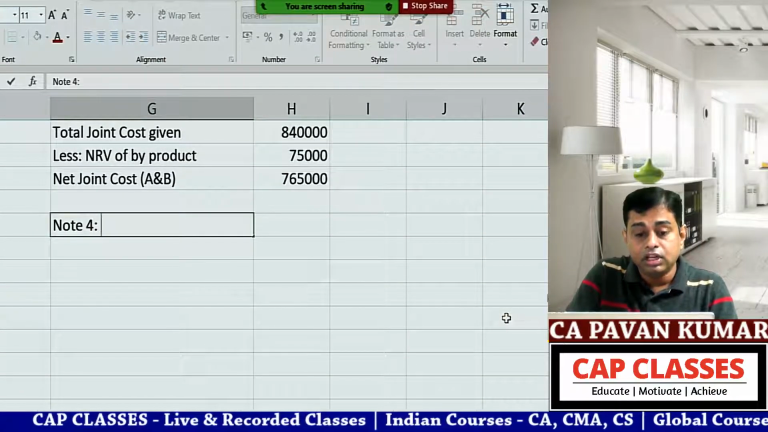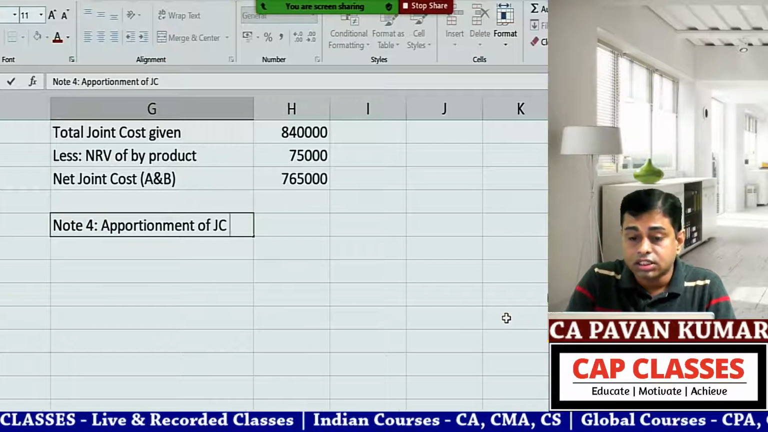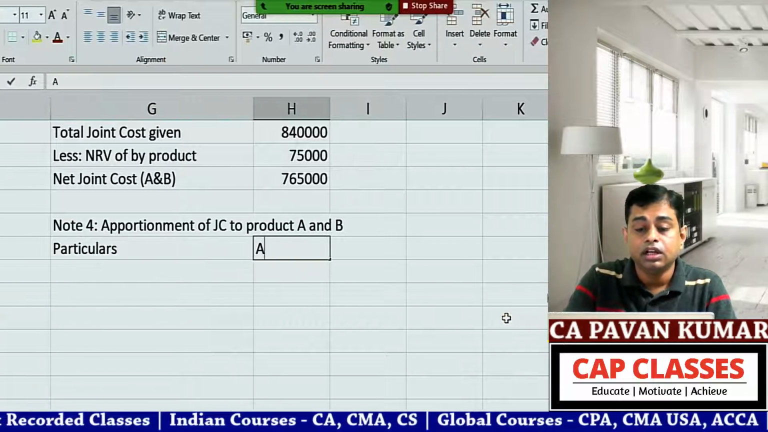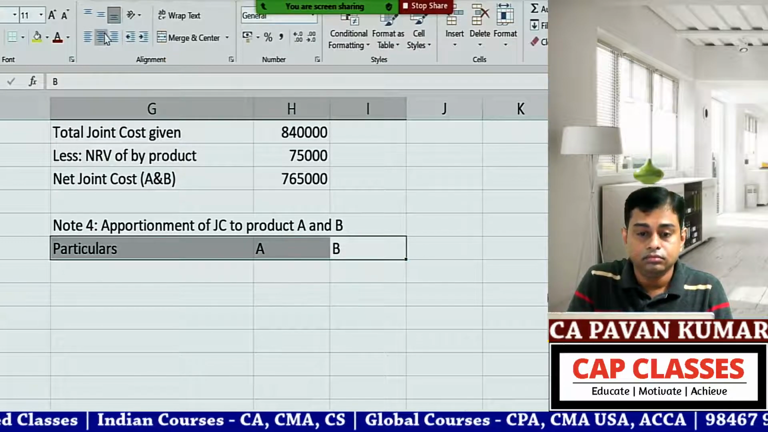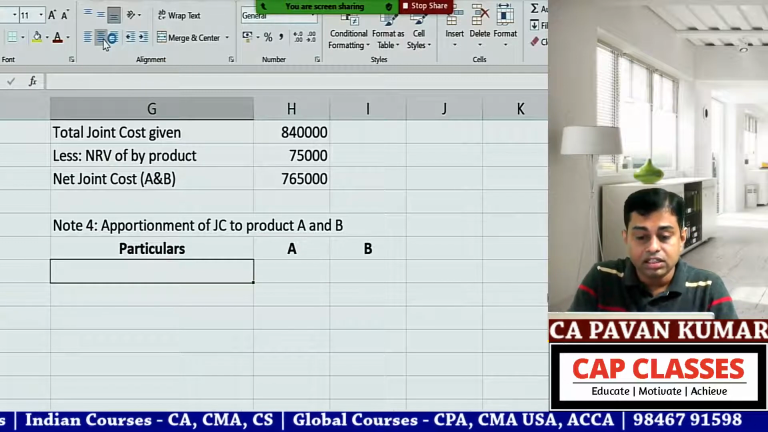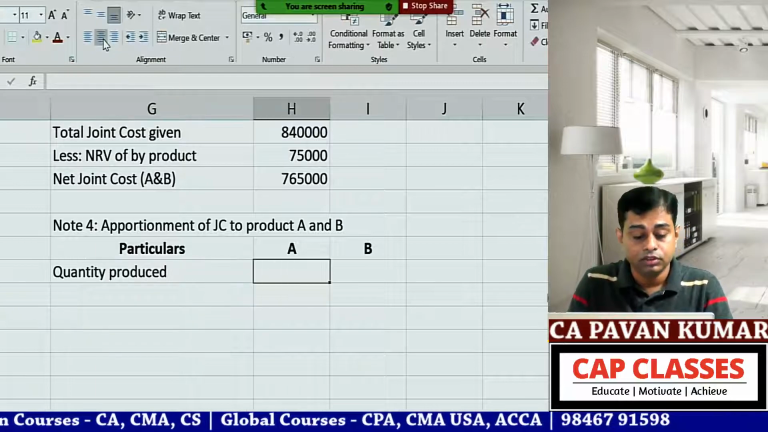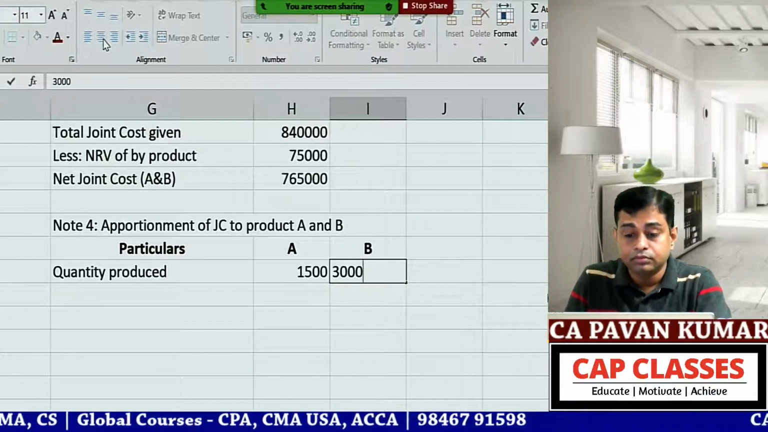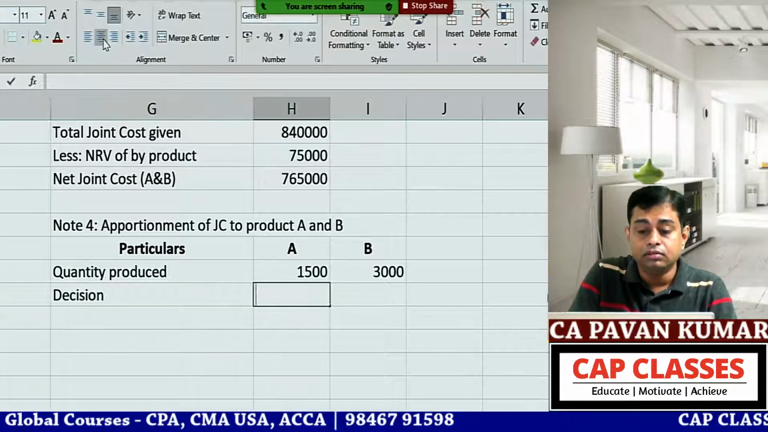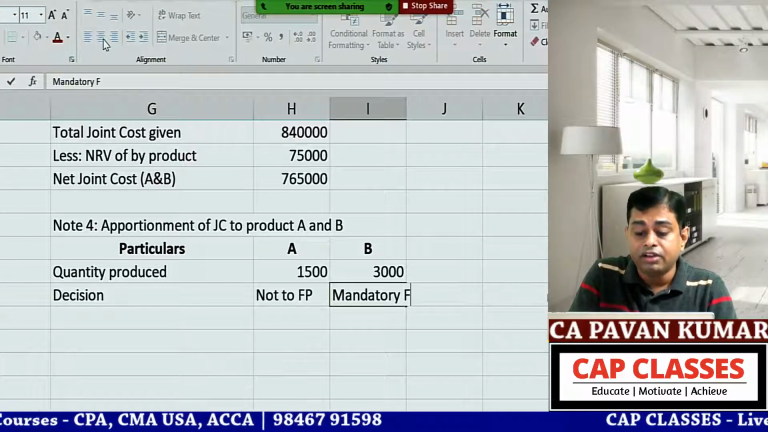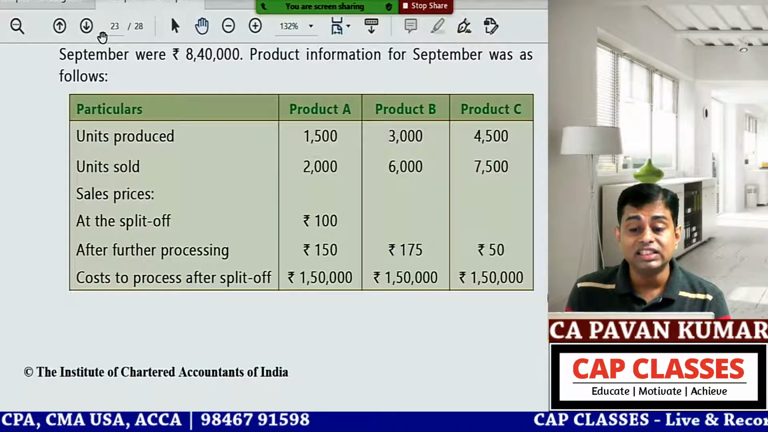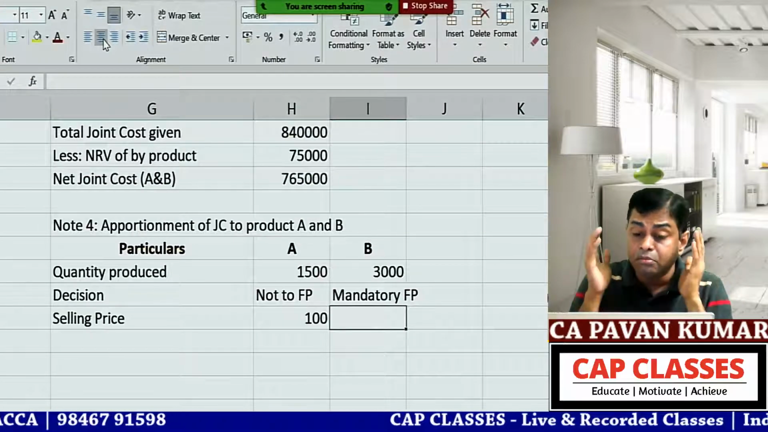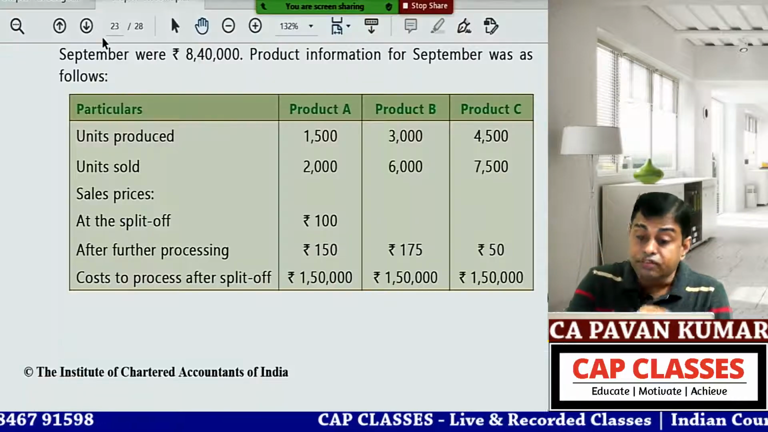Next, note 4. Apportionment of joint cost to product A and B. Particulars A, B. Quantity produced. What is the quantity produced of A? 1,500, and for B, 3,000. Decision not to further process A; for B, it is mandatory to further process. There is no other option for B. What is the selling price for product A? I'll take 100 rupees, because I am taking the selling price at split-off point. For product B, after further processing, 175.